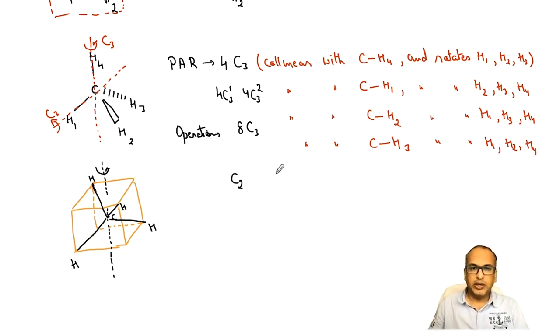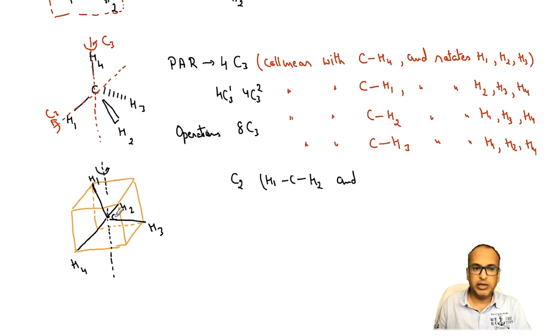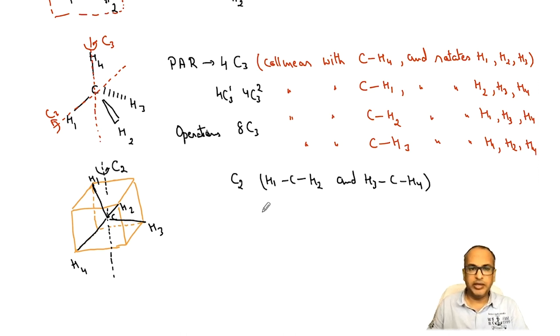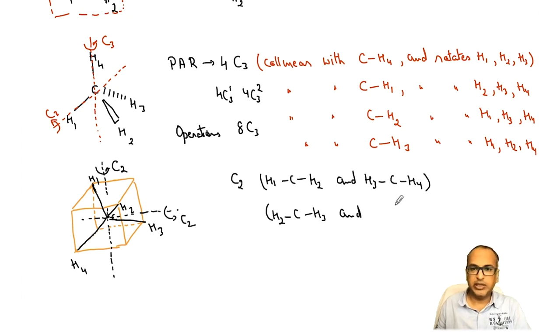So now this is actually bisecting which angle? If I label this as 1, 2, 3, and 4, so this C2 is bisecting the H1CH2 angle, and simultaneously it will also be bisecting the H3CH4 angle. Okay, so this is one C2 axis. Now let's see if we have any other C2. If we carefully see, there is this particular face, so there is one C2 which is going through this face, the horizontal face. This is my C2. Now this will be bisecting the H2CH3 angle, and on the other side it will also be bisecting the H1CH4 angle.